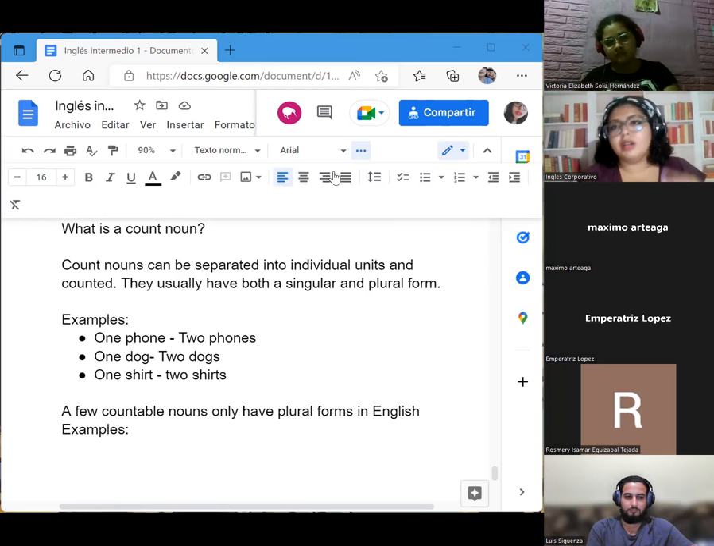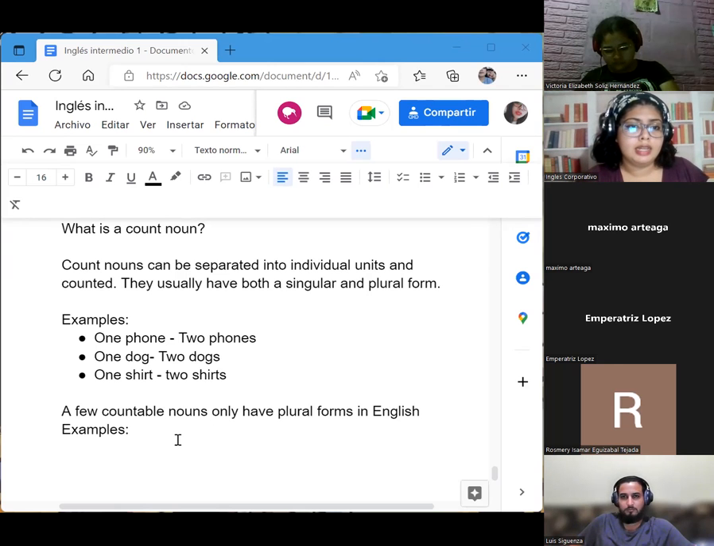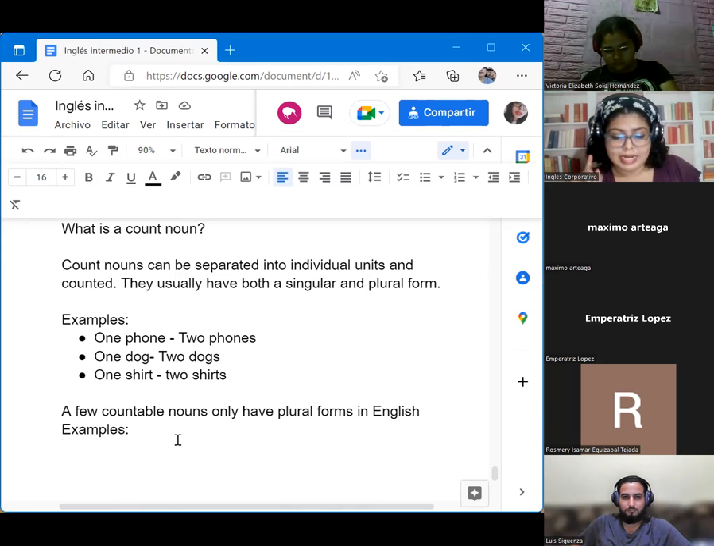Because in singular, yes, a man, or one man, one child, un niño, una niña. Pero en plural, men, we know that we are talking about a group of men. Two or three men, or when we are talking about people. One person versus people, a lot of people. So that is a good example also about the singular and plural nouns.